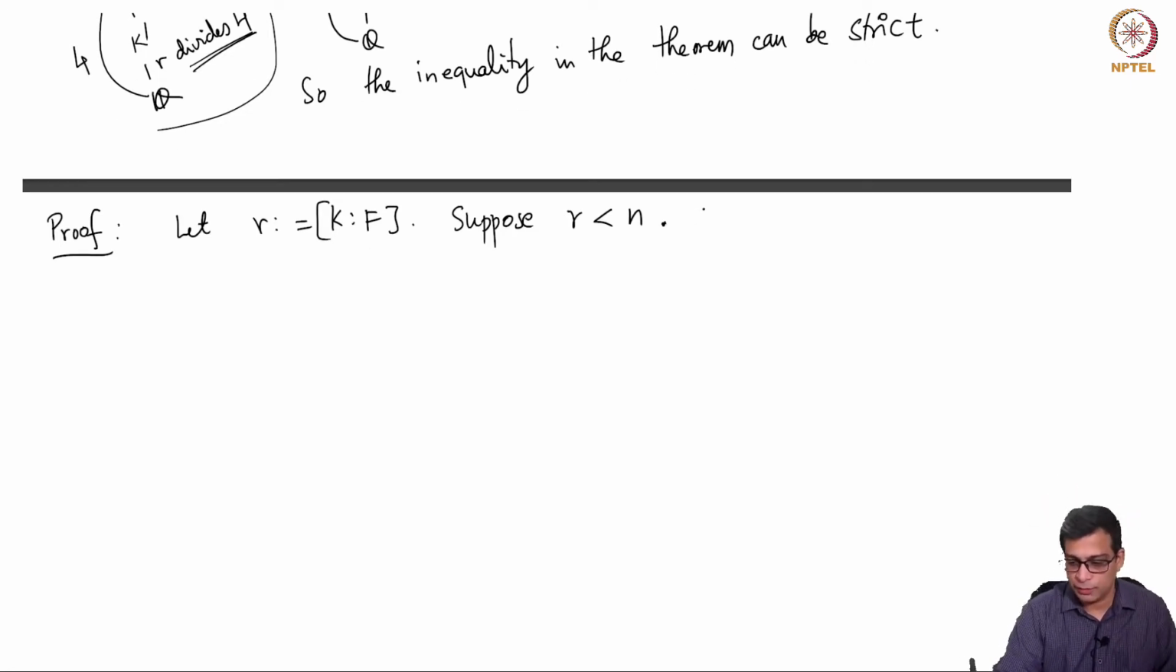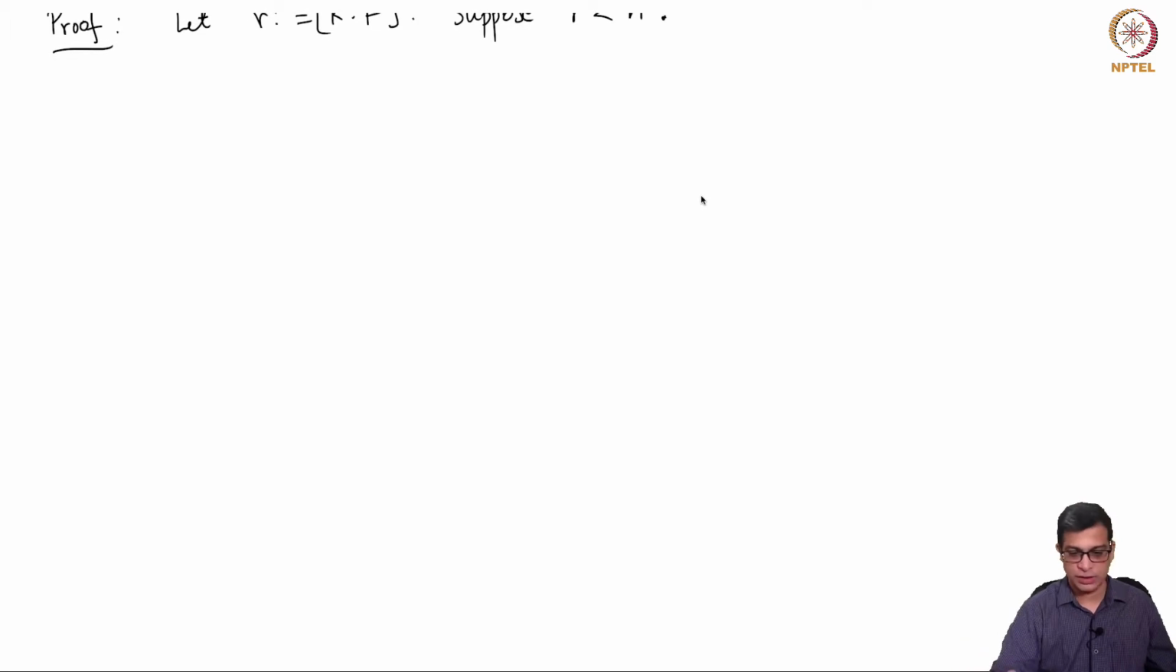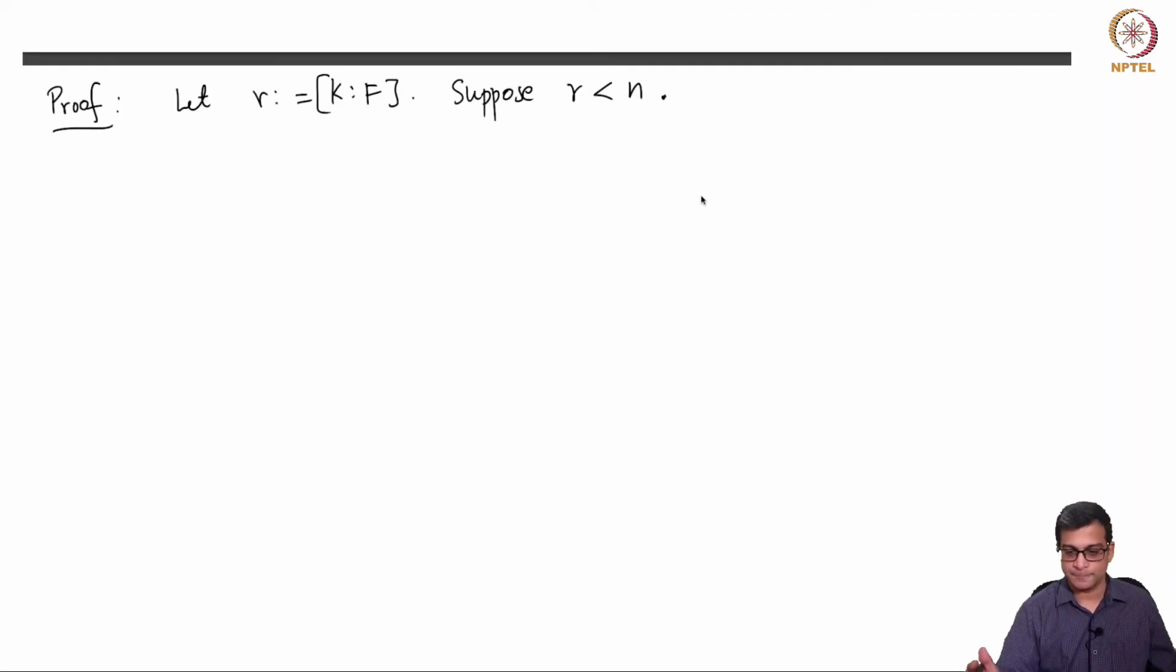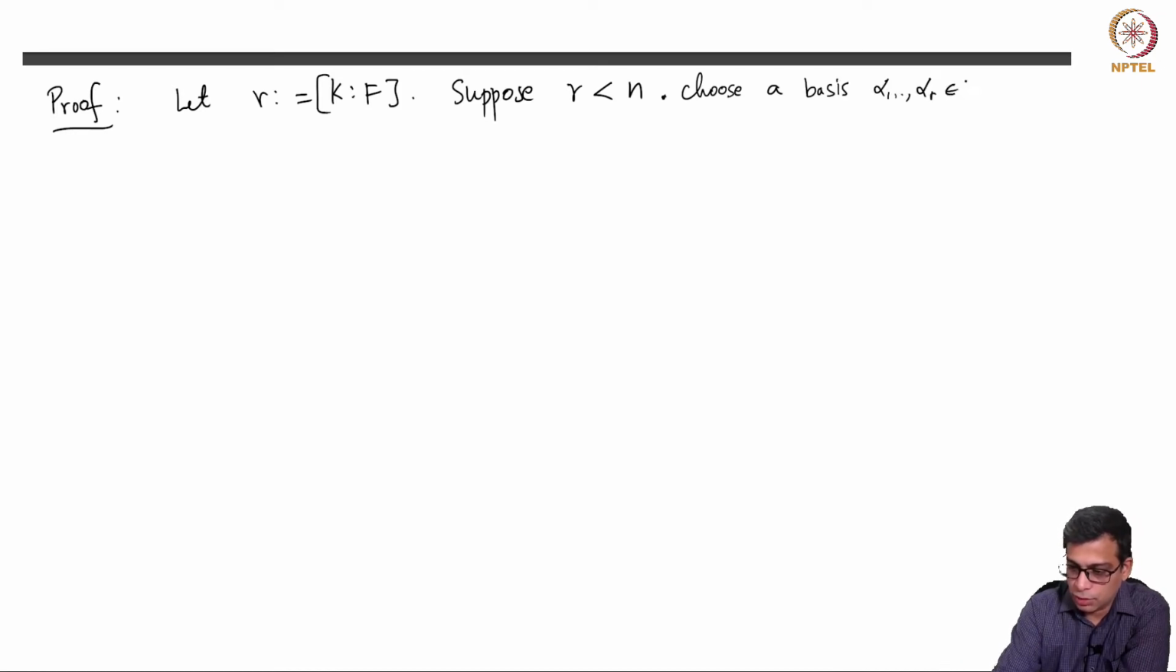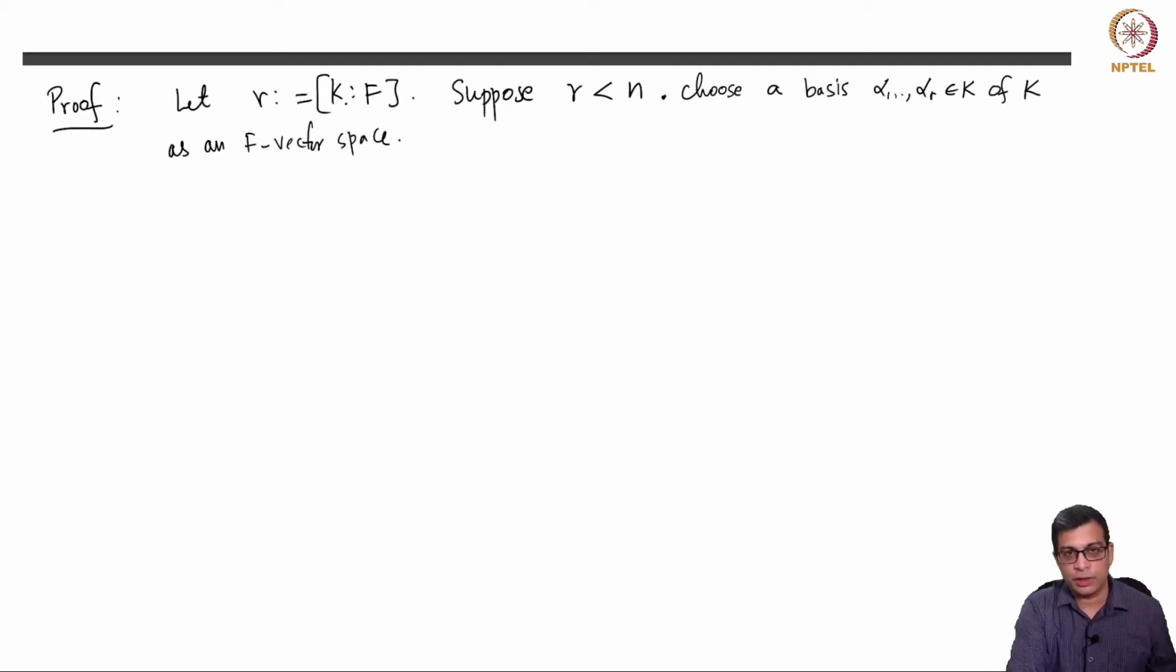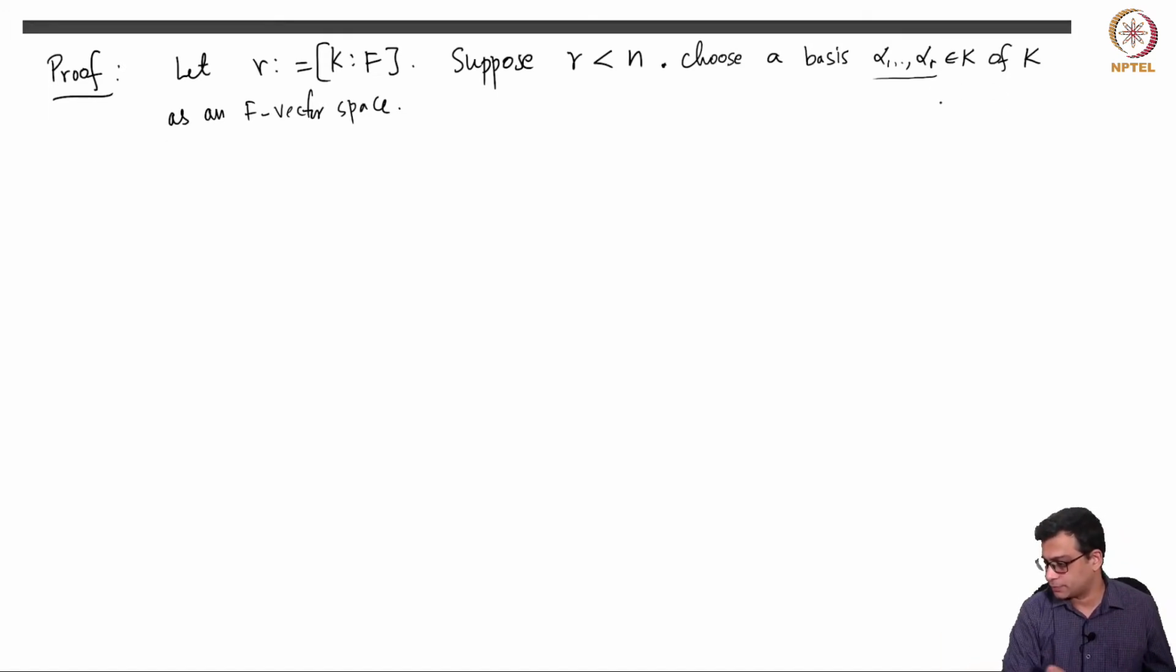So, I am going to try to squeeze everything into this screen so that we have all the data in front of us. So, I am going to write smaller letters. So, let us choose a basis alpha 1 through alpha r of K as an F vector space, right. This is the meaning of the index. Dimension of the F vector space K is r. That means there is a basis consisting of r elements.